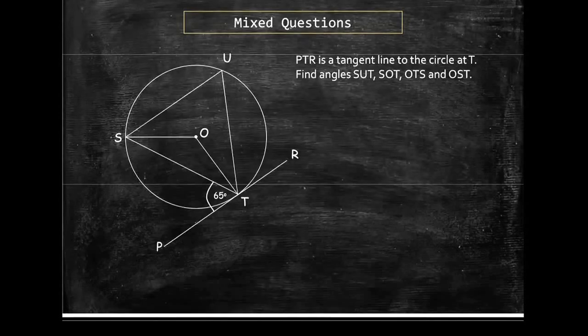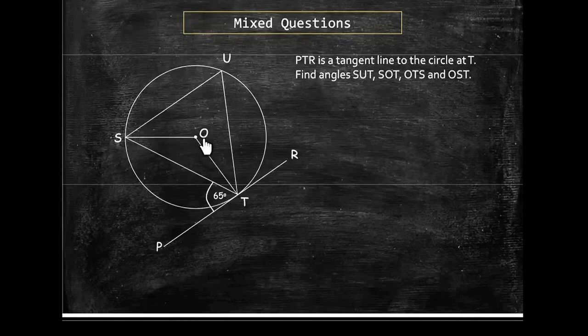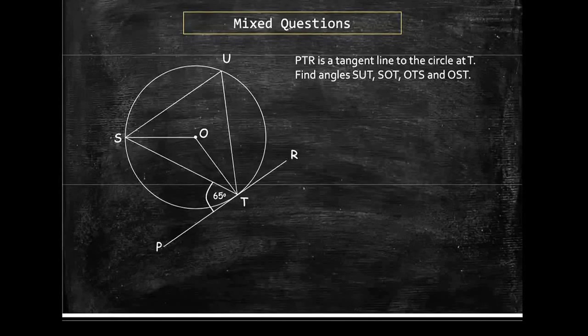I want you to pause the video, see if you can work out what these are. I want you to work out angles SUT, so that's from S to U to T. So that's this angle here, SUT. SOT, S to O to T. So again, it's the middle letter, it's this angle here. OTS, again the middle angle, so it's this little bit down here. And finally, OST, OST here. And I want reasons for each angle. Okay, so pause the video, have a go.